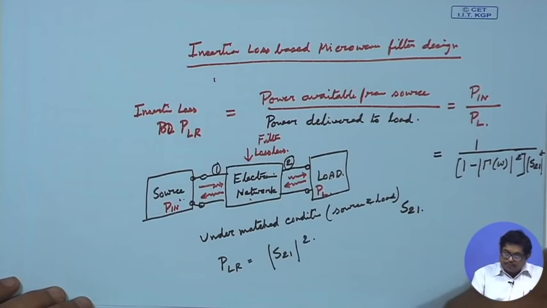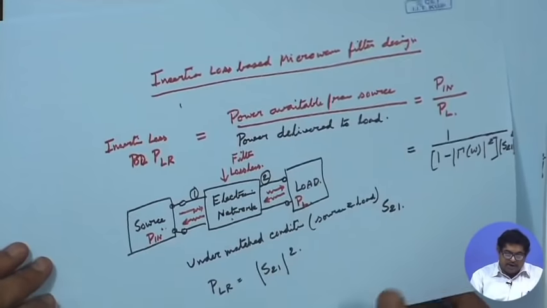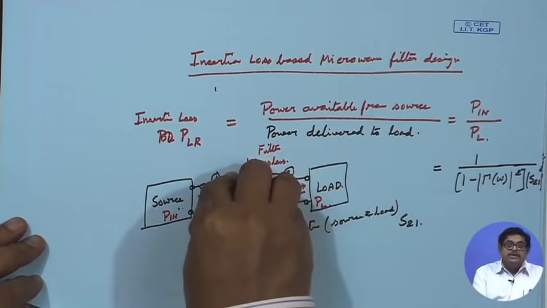Okay. So, now I can say that I have defined insertion loss. That means, physically what is it? It says that if this network was not there, some power was flowing to the load.